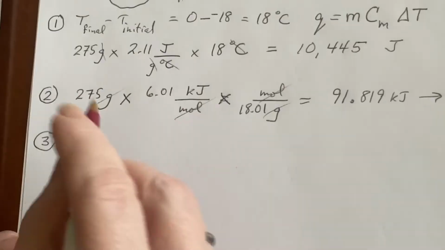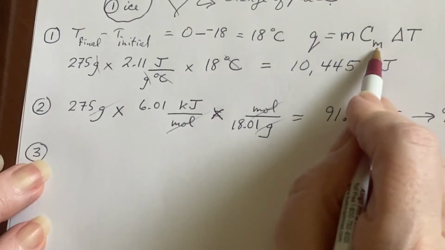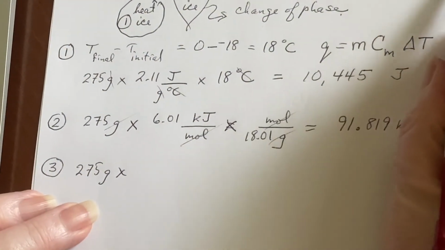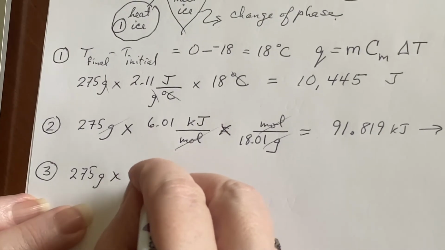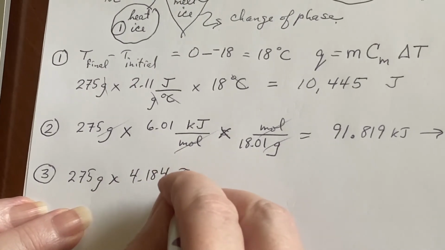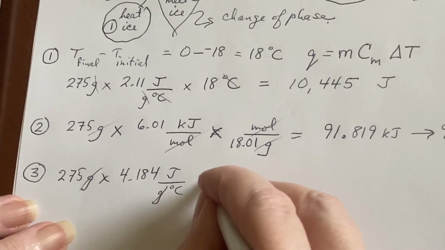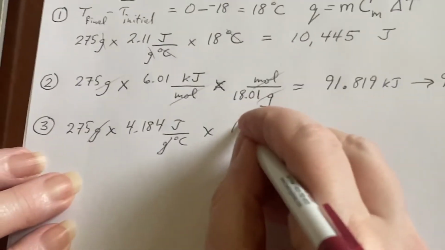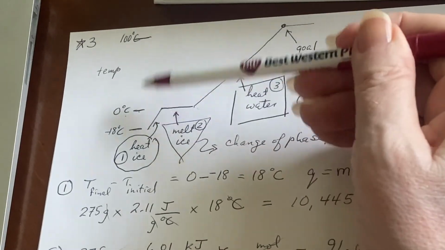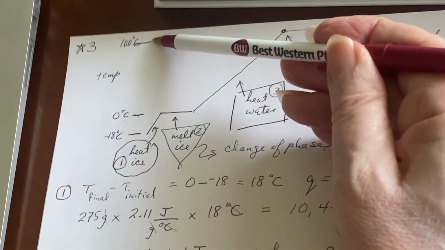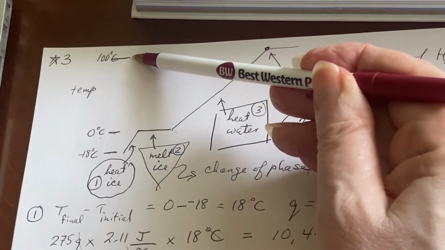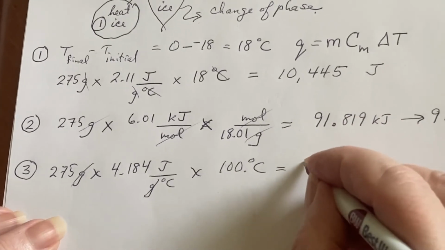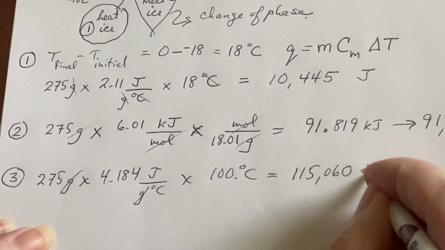And then in section 3, we're going to go back to using a Q equals M Cm delta T again. All right? So that's the 275 grams. And this time it's multiplied by the 4.184 joules per gram degree Celsius. Grams can already cancel. And then I wanted to heat it. How much? From the melting point to the boiling point. So you might not have thought about that. But yes, they didn't tell you that because they're expecting you to know what the melting point and the boiling point of water are and know that that's what we're doing here. Sneaky. So this ends up being 115,000 joules.